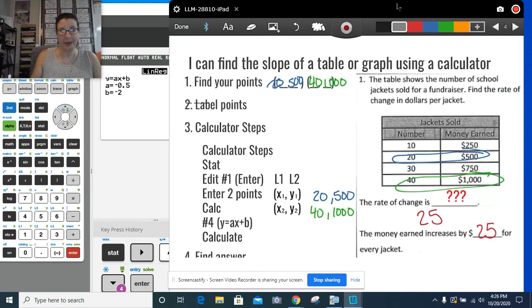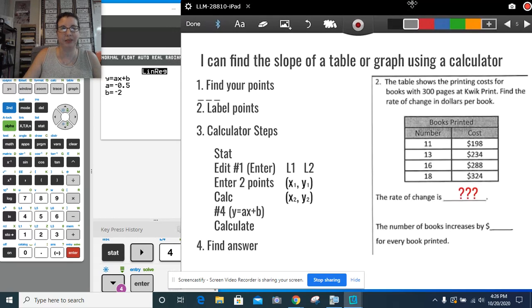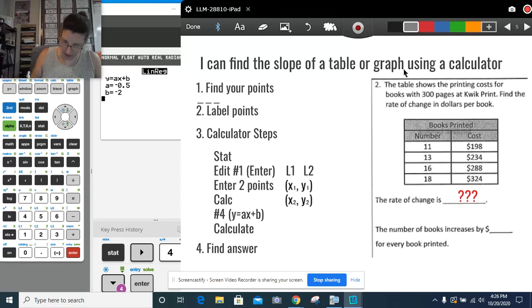Okay, let's see what our next problem is. We did this table problem together, and I want you to try this table problem on your own. Be sure you've paused the video and you tried it on your own. Okay, so now I do have to do problem 1. I need to find my 2 points. I'm going to start with this one, and that's going to be 11 and 198. And then my second point, I'm just going to skip one.